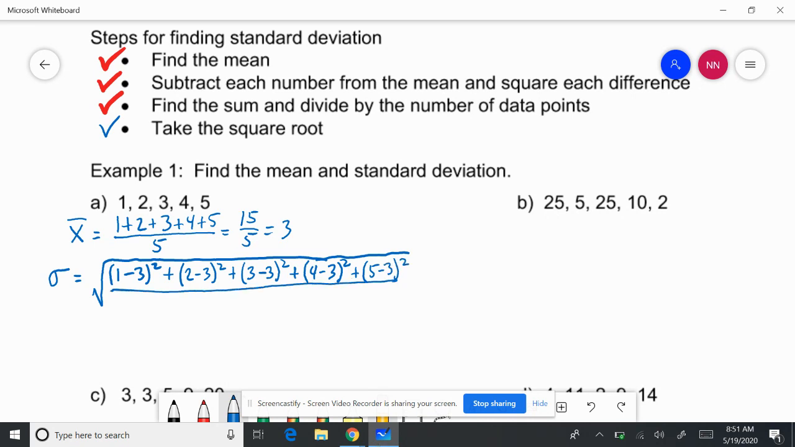Then we're going to add them all up and divide it by how many numbers there are. And our last step is we take the square root. When we're writing the square root, you want to make sure the square root is covering the numerator and the denominator.